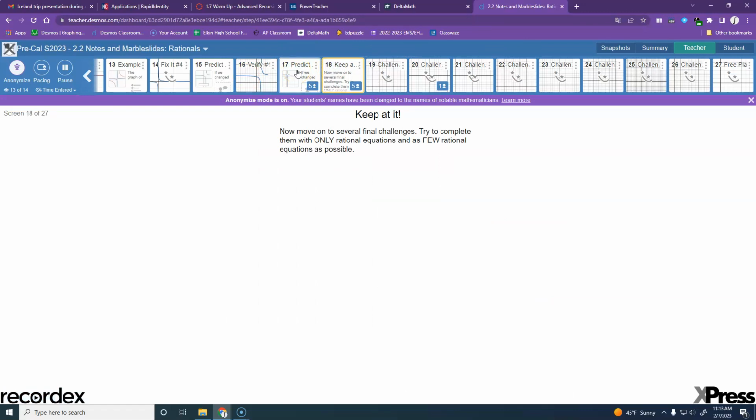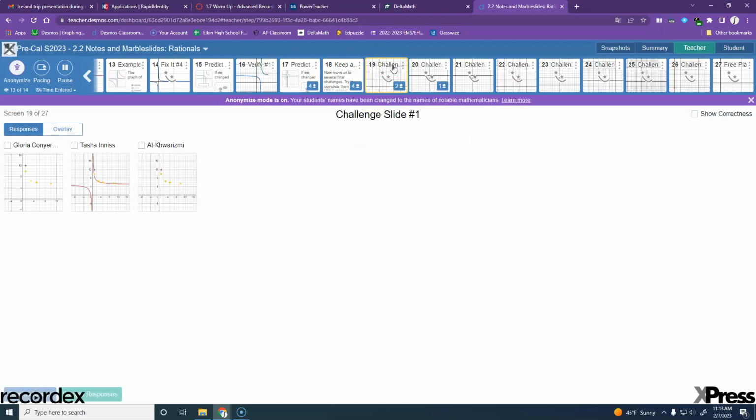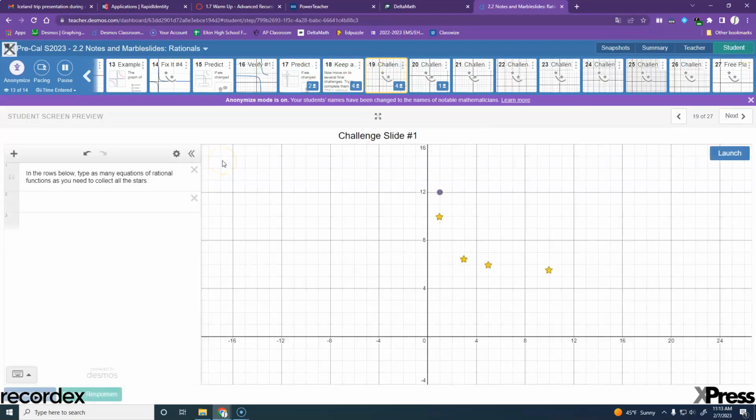the end of this is going to be final challenges. We're going to do the first one together, so you should get it right. Okay? All right, so all of these are challenge slides. Some of these become difficult. Very difficult, actually. All right, so you are only allowed to use rational functions. A rational function has an x in the bottom of the equation.